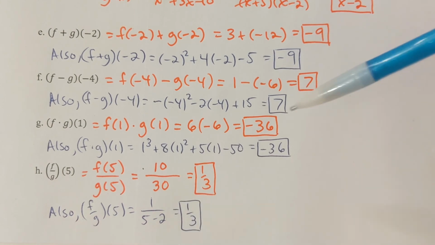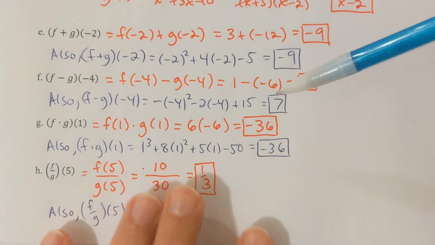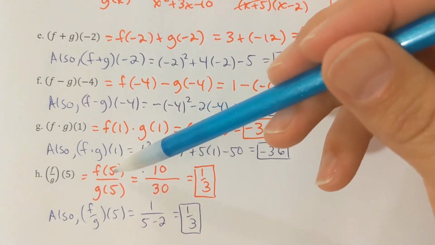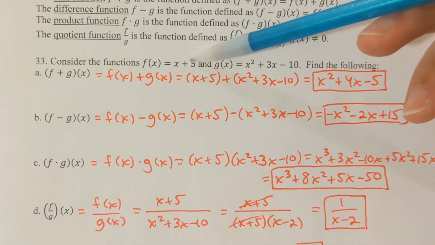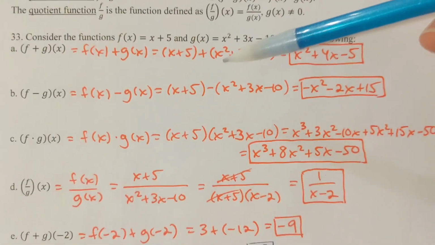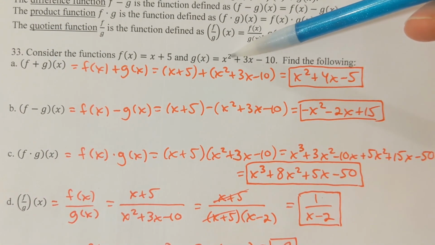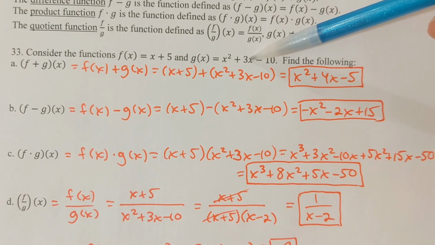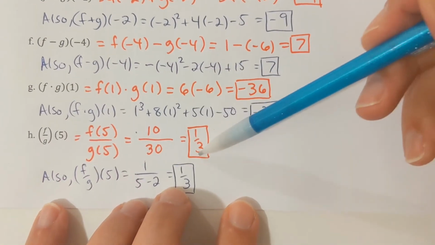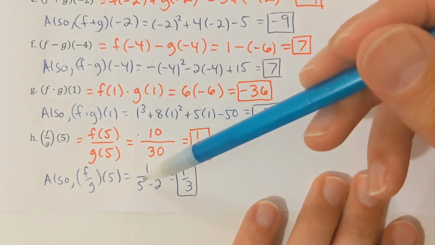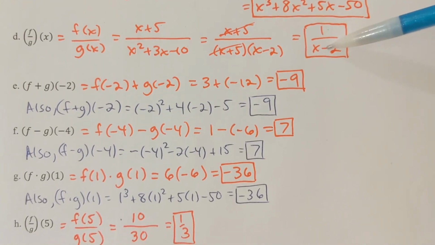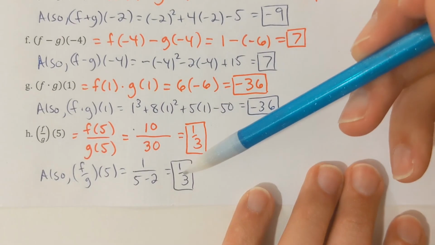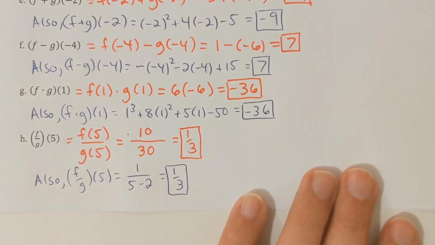Part H, f divided by g of 5. Okay, so that's the same as f of 5 over g of 5. F of 5 is 10, and g of 5: 5 squared is 25, plus 15 is 40, minus 10 is 30. 10 over 30 is 1/3. And you could also just use this formula that we got. If x is 5, you'd still get 1/3 as the answer there. Again, either way is fine.